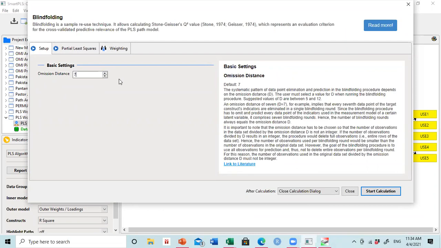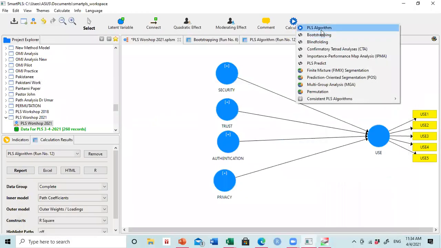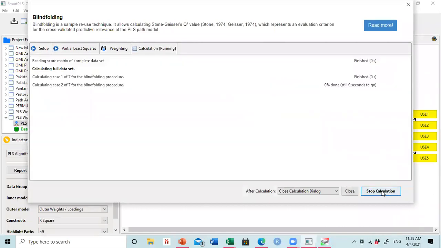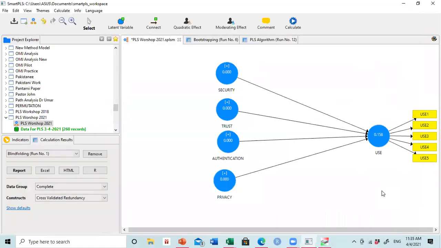If you want to understand more about the omission distance, maybe you can read the basic setting on what it is and how it works. But by default, it's 7, just leave it at 7, unless it is red, then you move to maybe 8. Do you understand? So the next is, you say calculate blindfolding, start calculation, because the omission distance is also active.